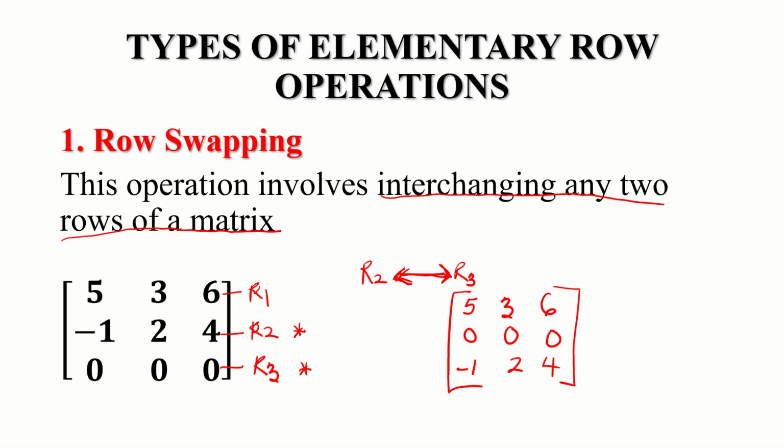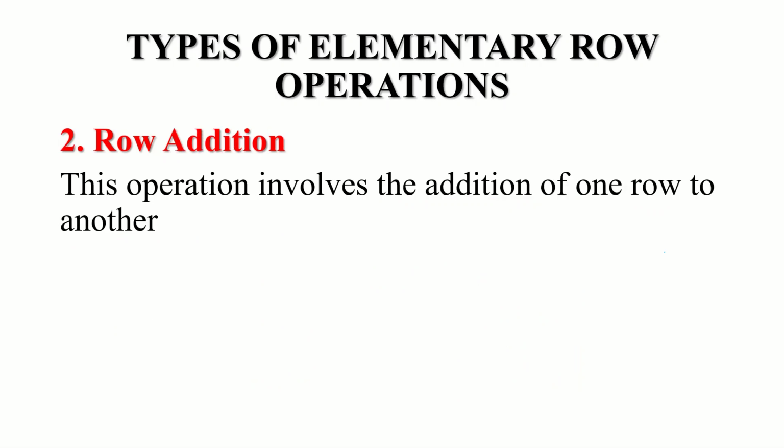And we move on to the next type of elementary row operation, and that one is row addition. Row addition: this operation involves the addition of one row to another.